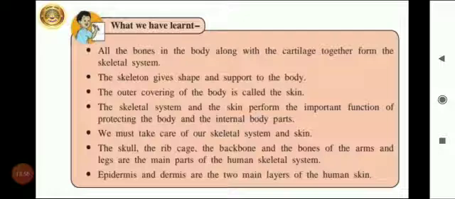The skull, the ribcage, the backbone and the bones of the arms and legs are the main parts of the human skeletal system. Epidermis and dermis are the two main layers of the human skin. So this is about the skeletal system and skin.